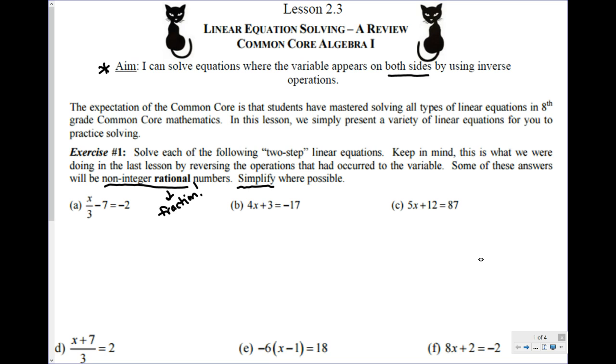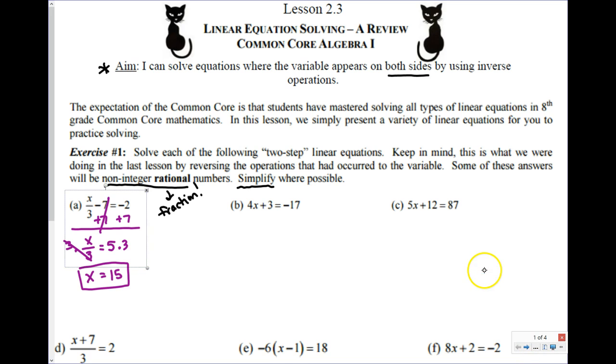Okay? Letter A. I'm going to add 7 to both sides. The 7's cancel out. I'm left with x over 3 equals negative 2 plus 7 is a positive 5. I need to undo this division, so I'm going to multiply both sides by the denominator 3. The 3's cancel out, and I get x equals 15. Final answer.